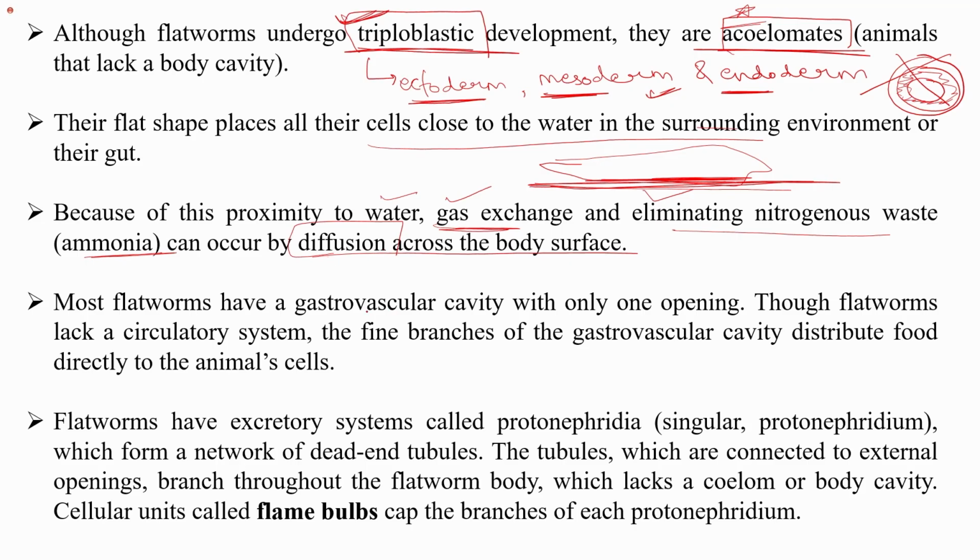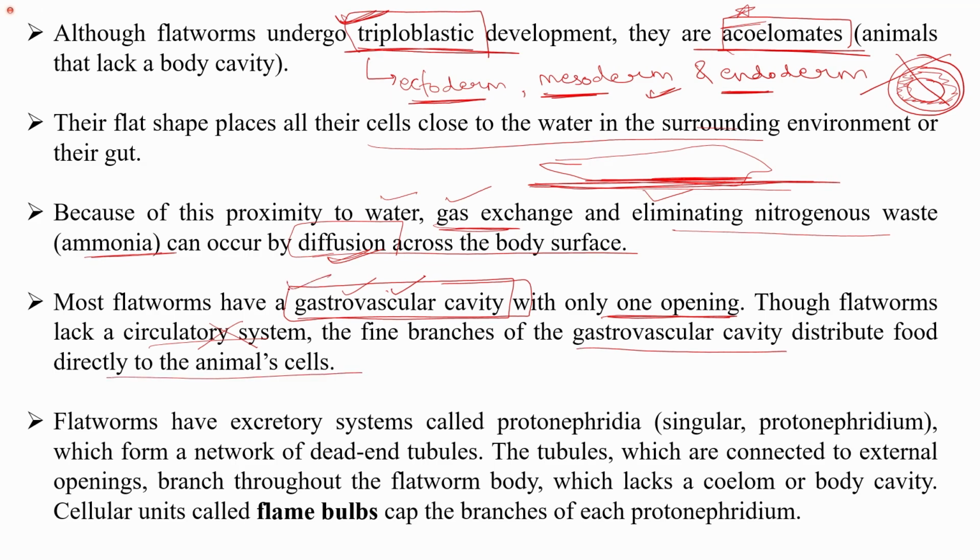of diffusion. Most of the flatworms have a gastrovascular cavity. We already learned what we mean by gastrovascular cavity: a cavity in which the digestion takes place and in which the vascular system is also present. So most of the flatworms have a gastrovascular cavity with only one opening. Those flatworms lack a circulatory system, so they do not have a well-defined circulatory system, as we will see in other more advanced phyla. However, the fine branches of the gastrovascular cavity distribute food directly to the animal cells.